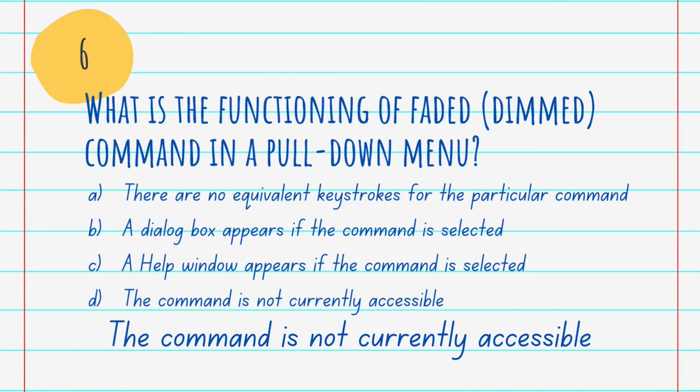For using a command, it must be clickable, which means when it is clicked on, it performs some action. A command which is dim or faded performs no action, and that's why it cannot be accessed by the user.